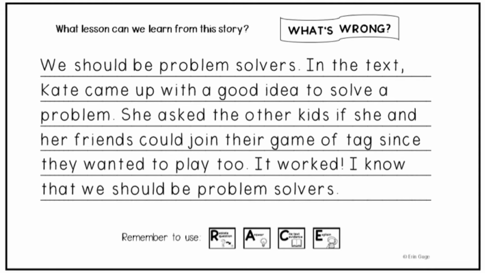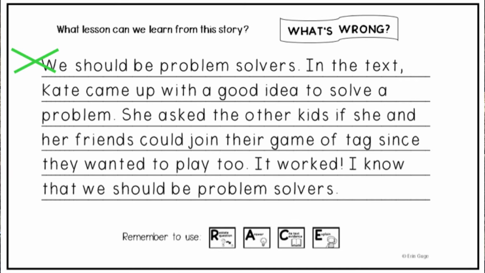Whisper what you think is wrong. Did it restate the question? Let's see, how did it start? We should be problem solvers. Whisper yes or no. Did it restate the question? No, it didn't. Does it answer the question? It says we should be problem solvers. So does it answer the question correctly? Yes, that is a correct answer.